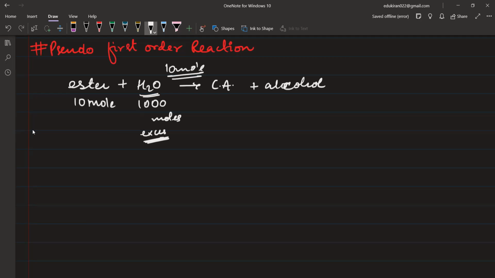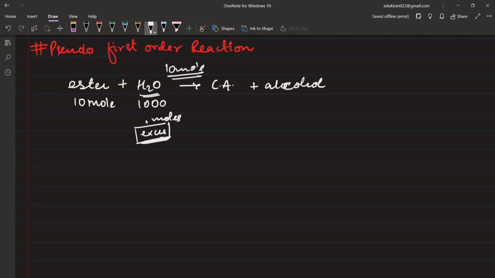So this is rather not a first order reaction, but it becomes first order only if one of the reactants is in excess. Did all of you understand this point of what pseudo first order reaction is? Yeah, sure, I can repeat. I'm saying that this reaction, ester plus water, is essentially a second order reaction because we have ester and we have water.